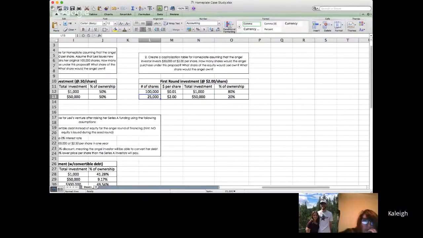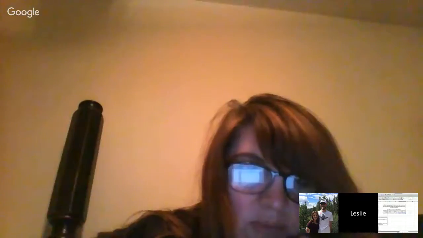So ultimately, the number of shares times the price per share equals the total investment that they were able to make. Okay. So then to find the percentage, again, it was just 100,000 divided by the total of these two, so 125,000. And that gave us 80% ownership. And this one would be 25,000 divided by the total of 125,000, which would give us 20%. Got it.